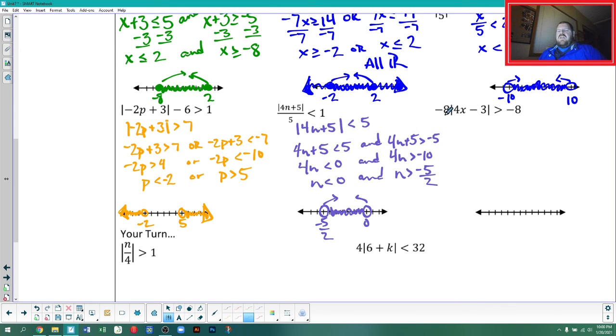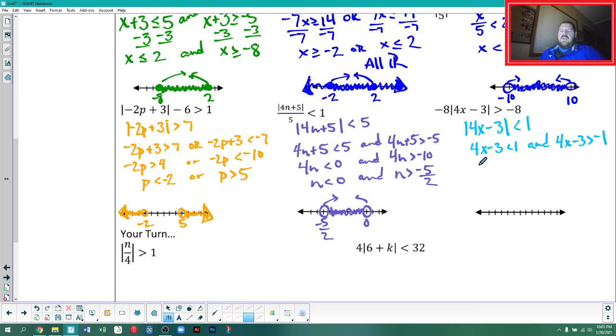Right here, first step is to divide by negative 8. I'm dividing by negative 8, so I do need to flip my inequality. No matter what, whenever I multiply or divide by a negative, I have to flip my inequality. Now, this is important. It's pointing at the absolute value, so it is going to be an and statement. So I have 4x minus 3 is less than 1, and 4x minus 3 is greater than negative 1.